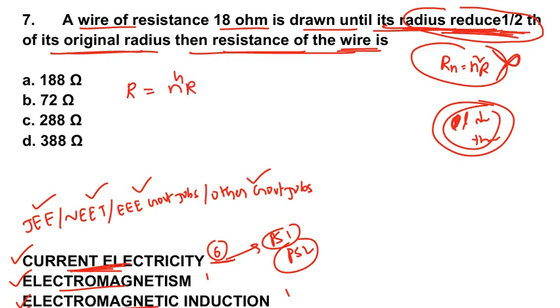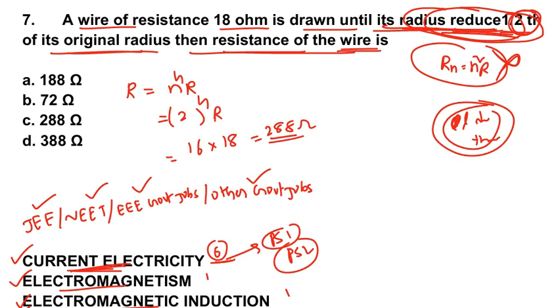Just substitute this. The radius reduces to 1 by 2, so substitute here: 2 power 4 into R. How much do you get? 2 to the 4 is 16, that is 16 into the resistance, which is given as 18. If you multiply, you get 288 ohms.